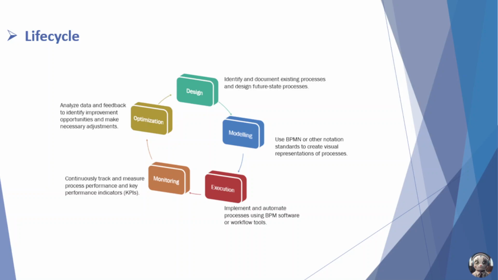During the execution phase, processes are implemented and automated where possible. Monitoring involves tracking performance metrics and identifying areas for improvement. Finally, the optimize phase focuses on making continuous enhancements to processes based on feedback and data analysis. This cyclical approach ensures that processes are constantly evolving to meet changing needs and challenges.